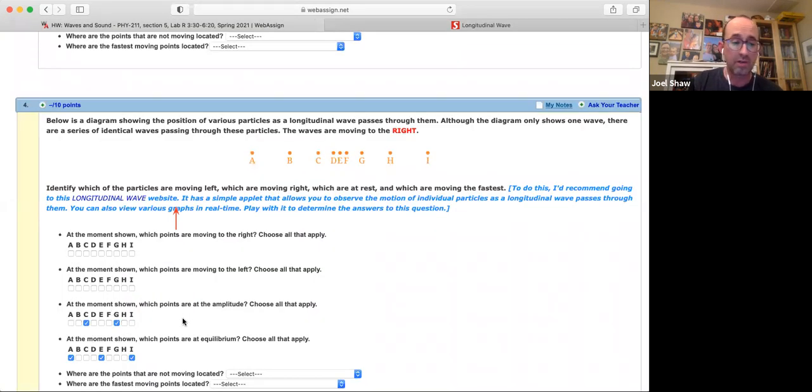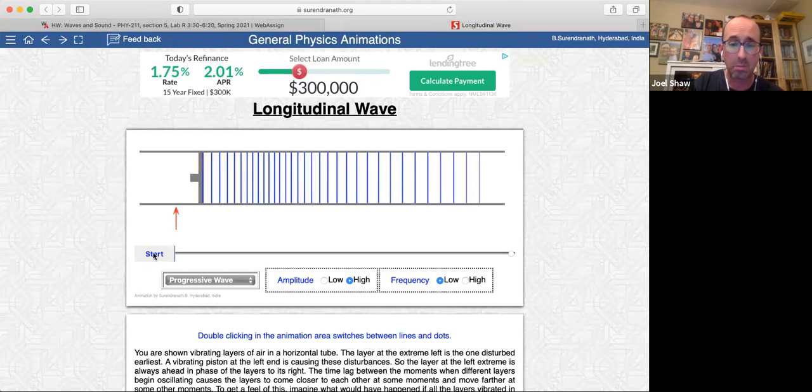So I've identified the amplitude, I've identified equilibrium. So now this one, okay, which points are moving to the right, which points are moving to the left? Okay, so you want to get some kind of setup so it looks something like what you have here. Doesn't have to be the whole thing looks that way, just at least some part of it. Okay, so mine, I've got this clump in the middle.